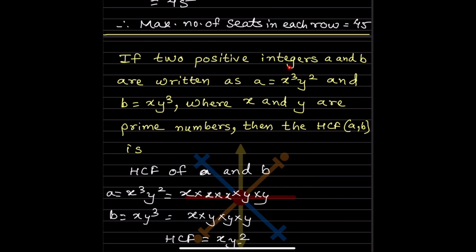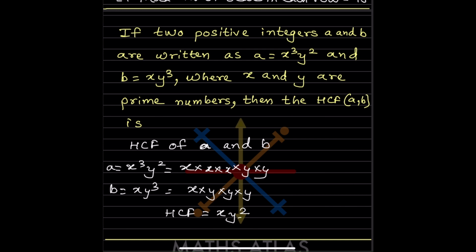If two positive numbers A and B are written as A is x cube y square and B is x y cube, where x and y are prime numbers, then what is the HCF of A and B? A is given as x cube y square and B is given as x y cube. So what we can do is write x cube separately, and y and y. This one is only x and this is y cube. So it becomes easy to take the common ones.